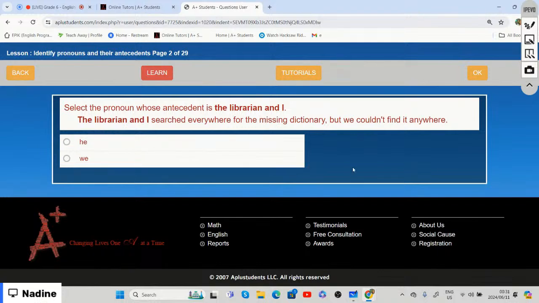If we were to select the correct pronoun, it would be we, because that is the librarian and I. We were looking for the missing dictionary. So we refers again to the librarian and I.